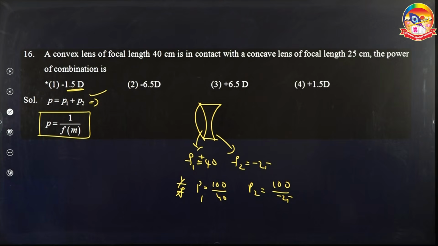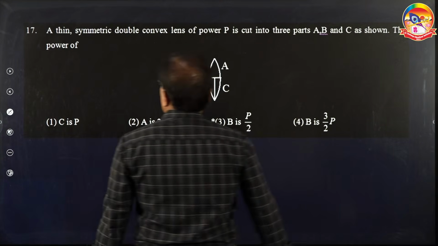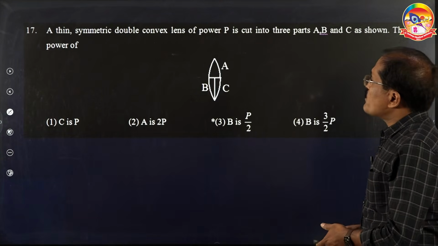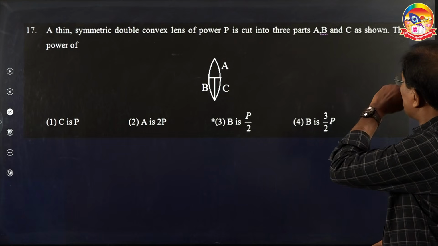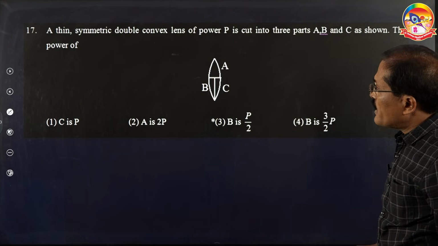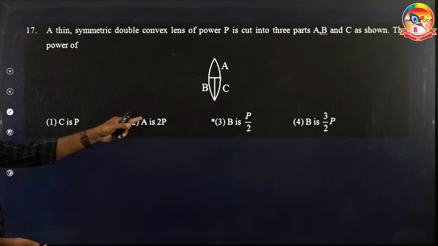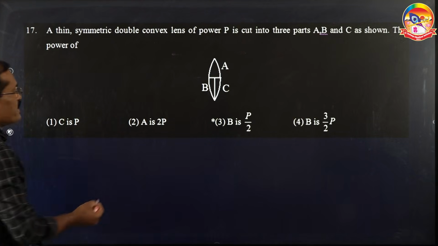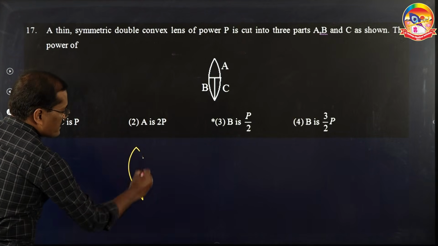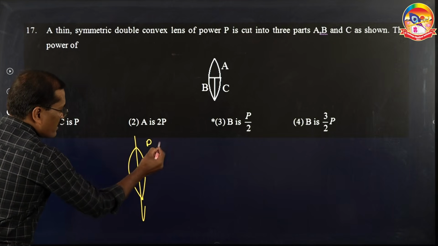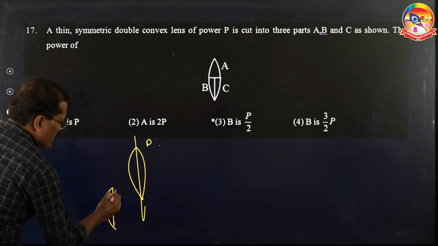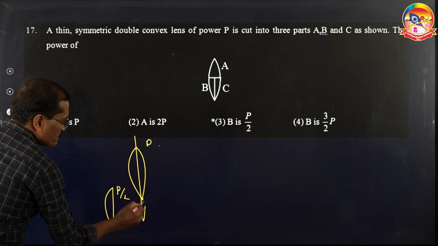Next, a thin symmetric double convex lens has a power P, cut into 3 parts A, B, C as shown. What is the power of A? Power of C is equal to how much? Power of B is equal to how much? I told you already. When a lens of power P is cut like this, the focal length of each part is equal to what actually here? P by 2.